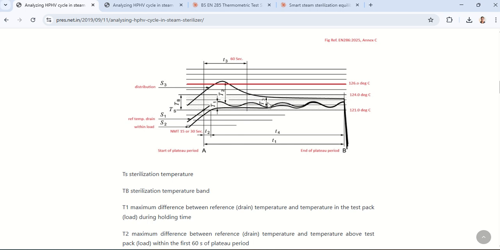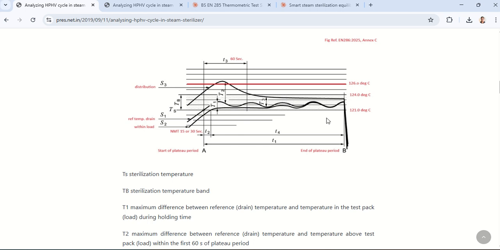And this delta capital T3 is the difference between your drain and distribution. It should be within 2 degrees until the end of your cycle. Although this is a program on equilibration time, I mentioned distribution, penetration, and drain sensors and how they work.